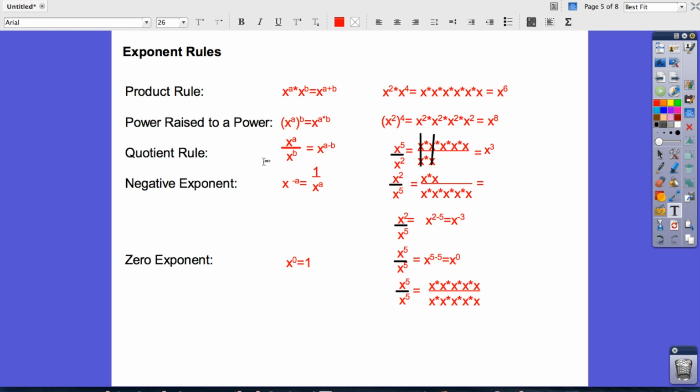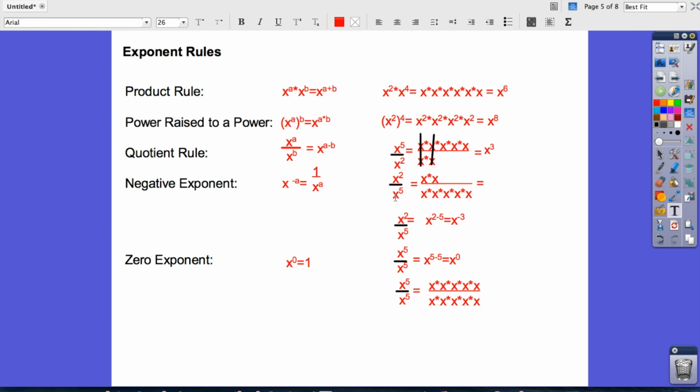Another way to look at it, or another example, is to look at a negative exponent. So here we have x to the negative a power. Keep in mind that a negative exponent means that we are going to take the reciprocal of that base. So if you look to the right, it says x to the negative a power. That's equal to 1 divided by x to the a.